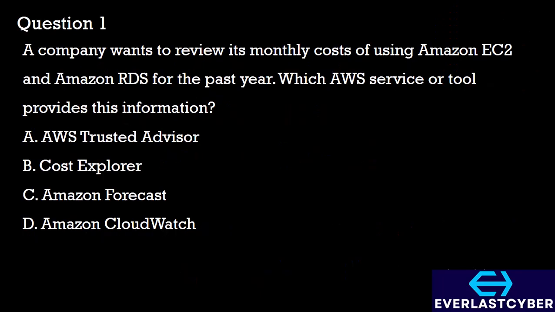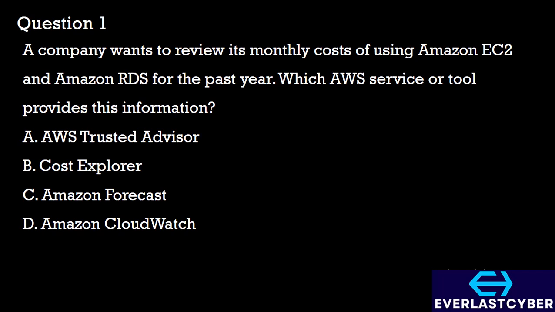Question 1. A company wants to review its monthly costs of using Amazon EC2 and Amazon RDS for the past year. Which AWS service or tool provides this information? A. AWS Trusted Advisor. B. Cost Explorer. C. Amazon Forecast.